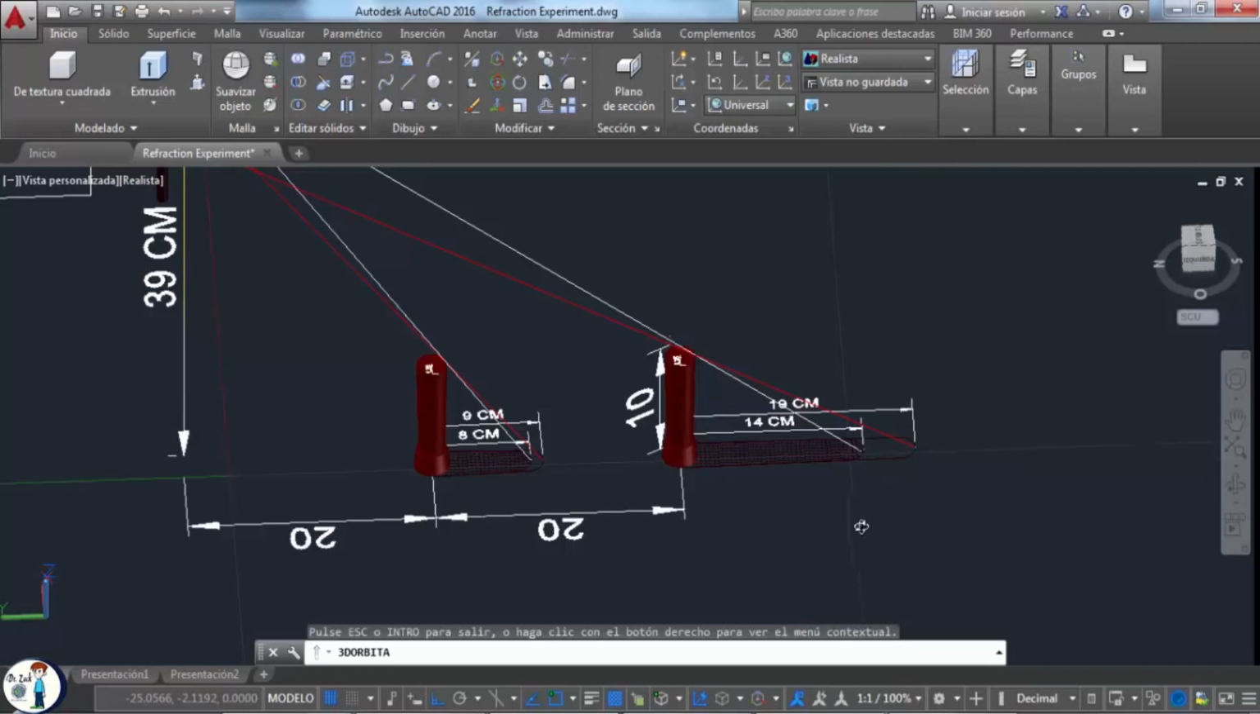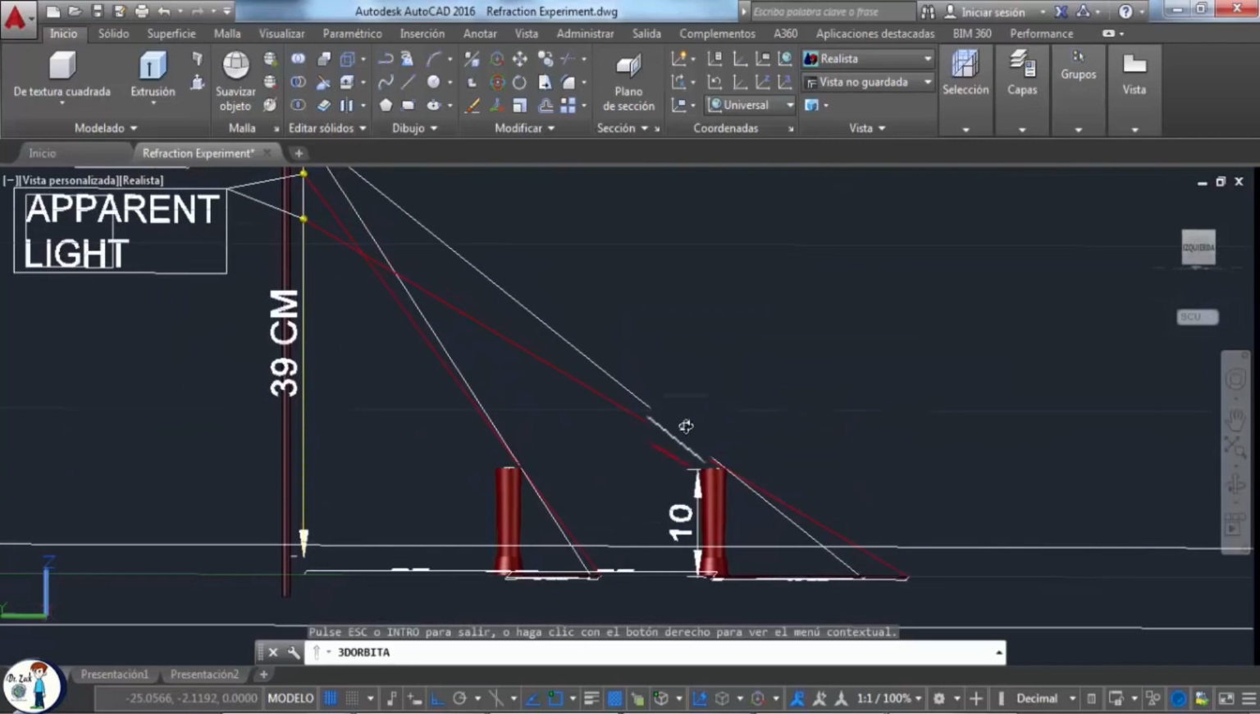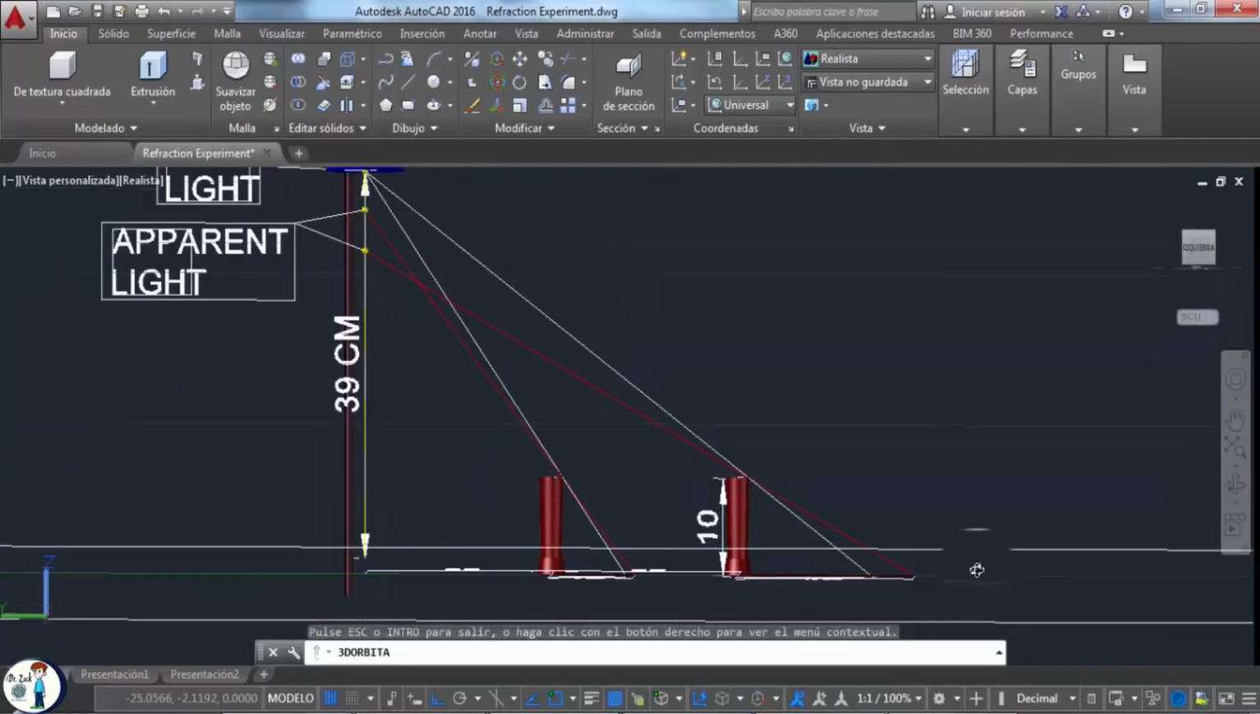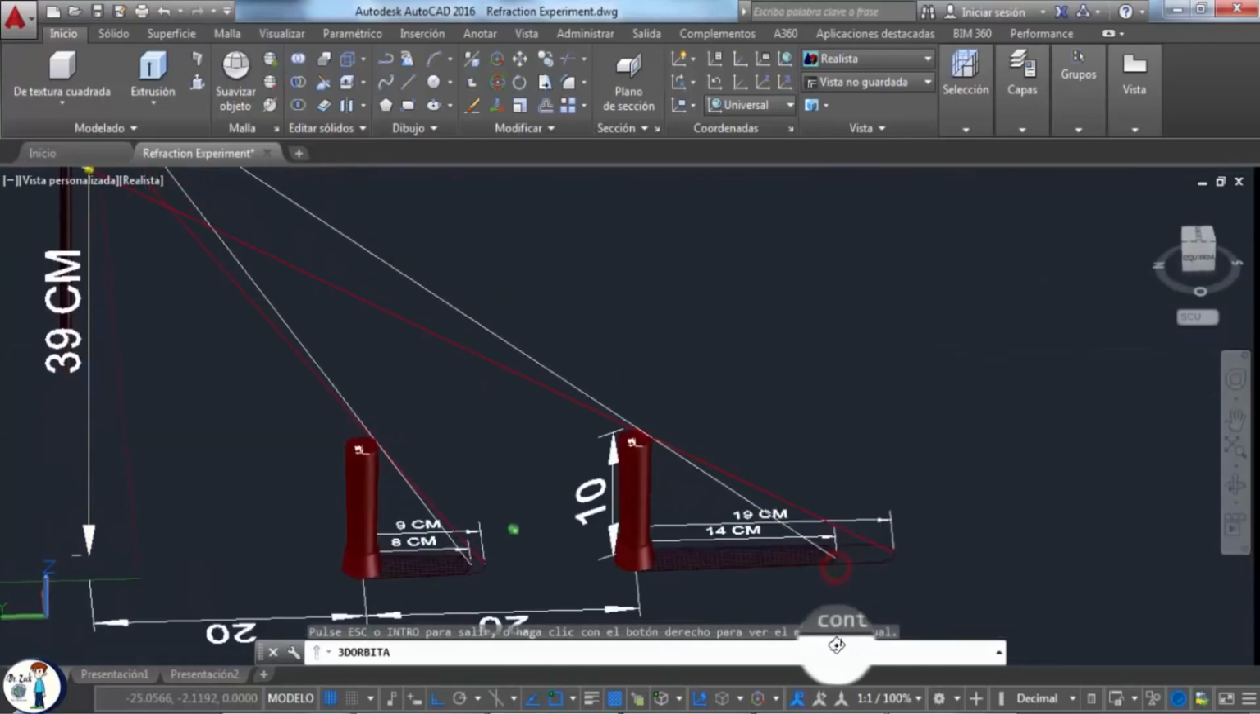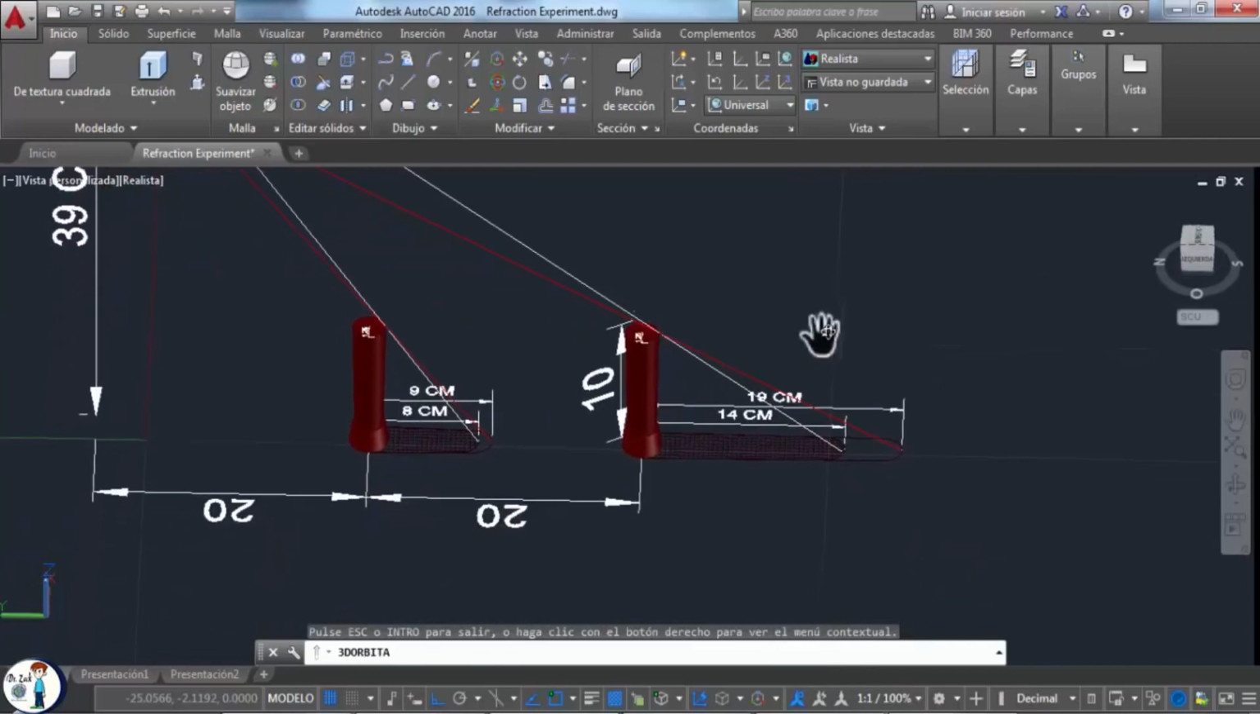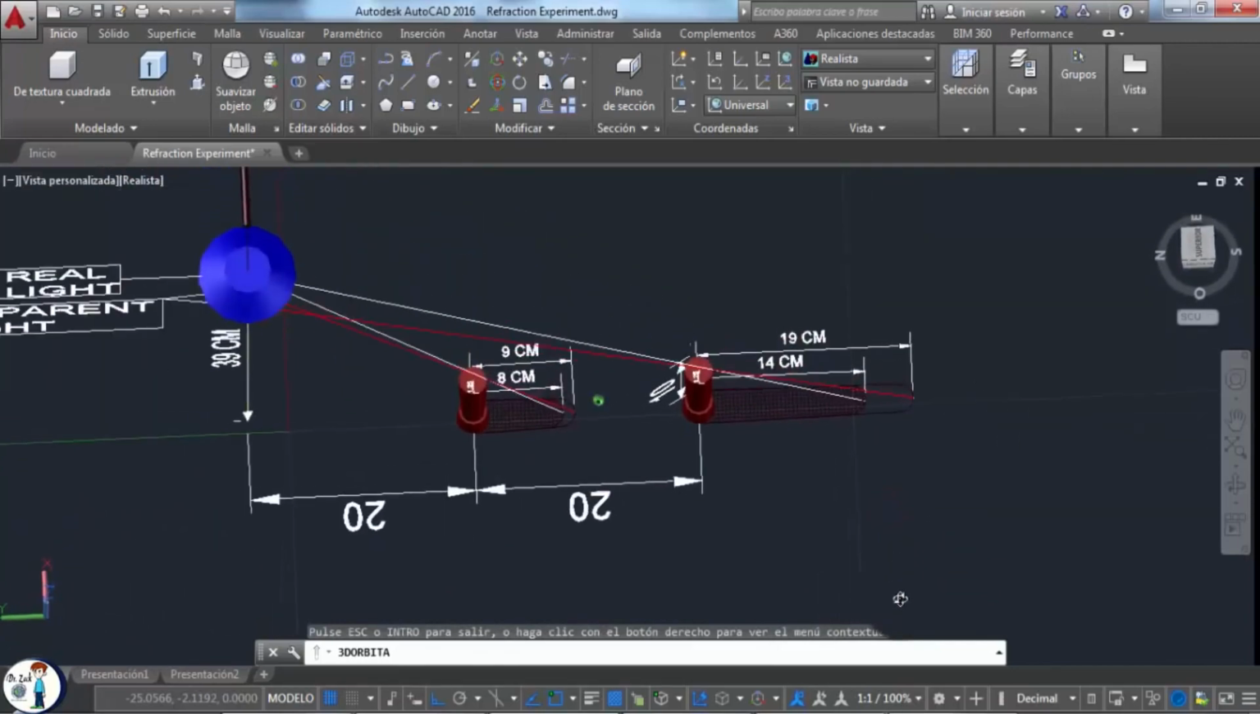Because water will lower the apparent light. So the shadow that the apparent light is going to cause will be longer than that. So I expected it to be 19 centimeters. So let's do the experiment to make sure if I am saying the truth.